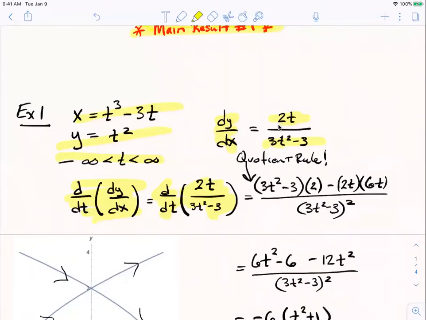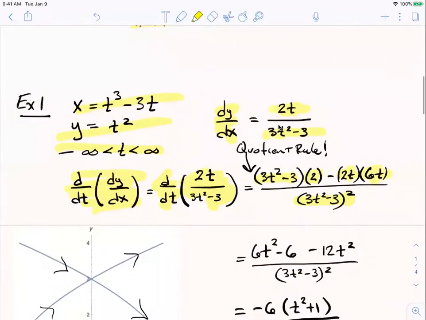So that's what I'm doing here. Let me just walk you through the quotient rule. You square the bottom of the fraction, you take that bottom times the derivative of the top. The derivative of the top is just 2. And then you subtract the top times the derivative of the bottom, which I hope you agree is 6t.